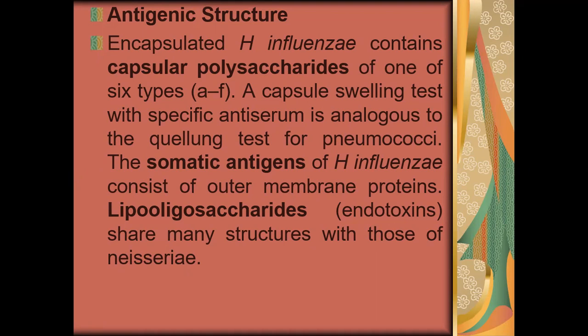The somatic antigen of Haemophilus influenzae consists of outer membrane protein and lipooligosaccharide as endotoxin. Oligosaccharide, not lipopolysaccharide, because the chain of sugar is shorter than that of lipopolysaccharide, but it still acts as an endotoxin for this bacteria. It also shares many structures with those of Neisseria gonorrhoeae.